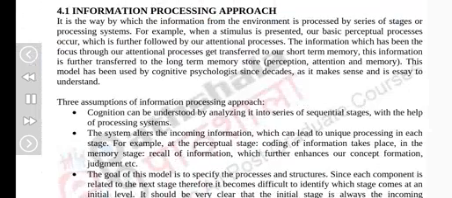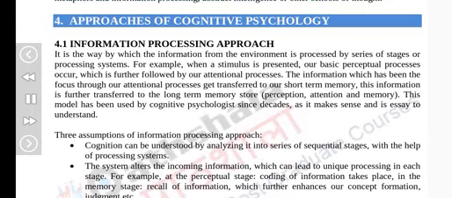4. Approaches of cognitive psychology. 4.1 Information processing approach. It is the way by which the information from the environment is processed by a series of stages or processing systems. For example, when a stimulus is presented, our basic perceptual processes occur, which is further followed by our attentional processes. The information which has been the focus of our attentional processes gets transferred to our short-term memory. This information is further transferred to the long-term memory store: perception, attention, and memory.